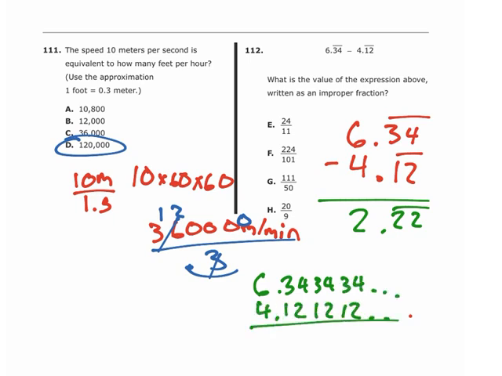Right? What would happen here? Well, all of these 3, 4, 1, 2s, they're going to keep subtracting. 2, 2, 2, 2, 2, right? You see how this goes. So it's going to be 2.22. This is my answer. Now, how do I convert that?